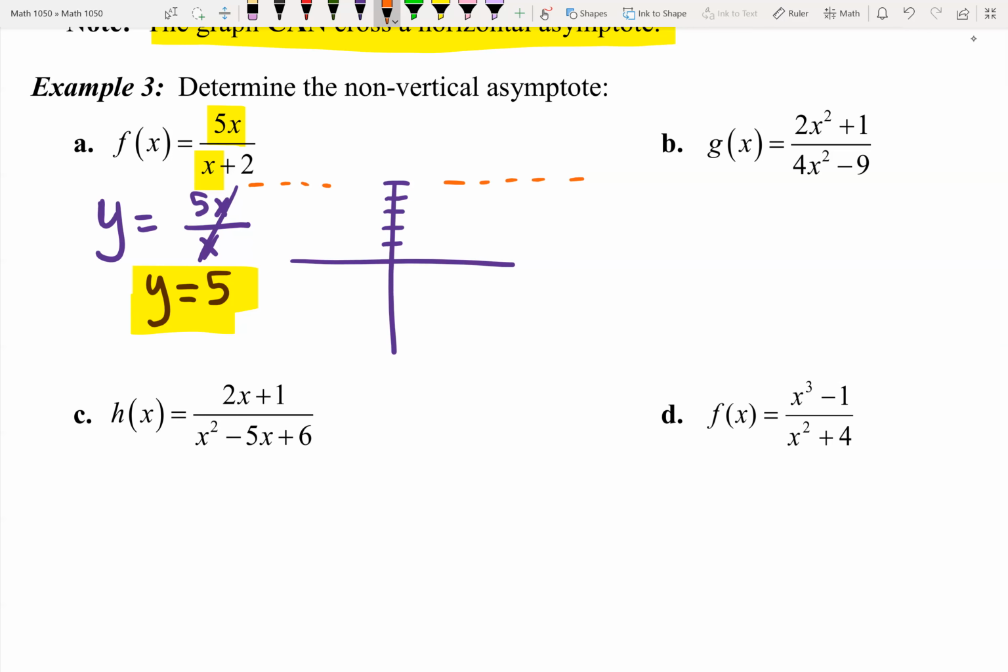This is what I need you to know. Everybody look right here. What does the horizontal asymptote tell me? It tells me as x gets big right here, my graph goes to that line. As x gets small, my graph goes to the line.